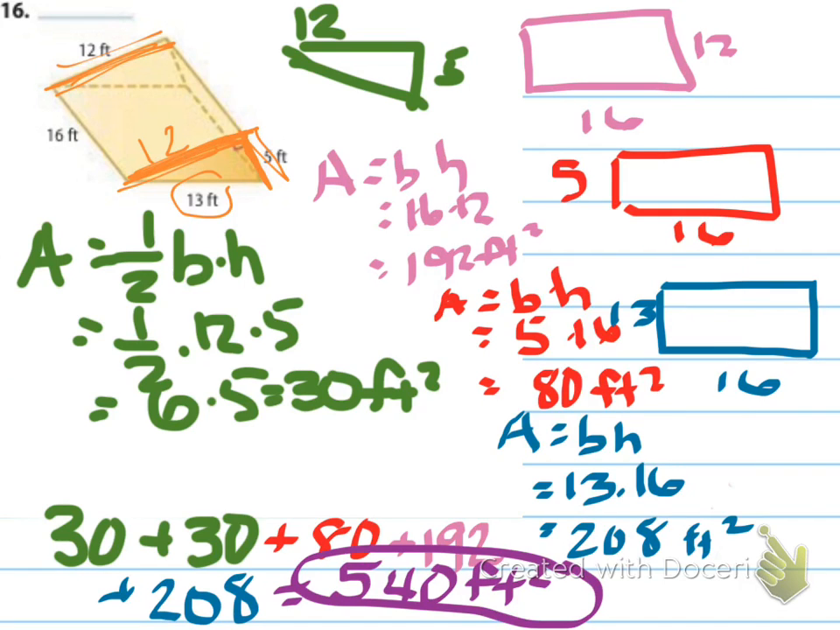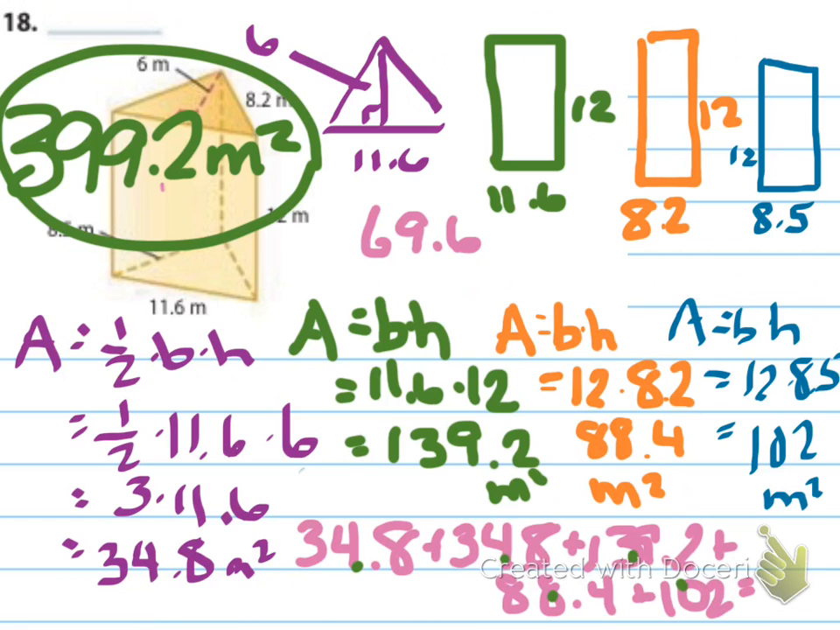Okay, so here's the answer for number 16. It's 540 feet squared. Again, I color-coded my drawings and my pieces, and then I added all 5 parts back together. I'm going to show you the answer to number 18 next, so if you haven't started that yet, you need to pause the video again and do number 18, but here comes number 18.